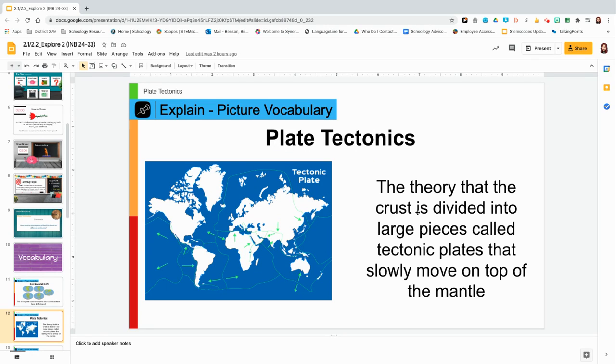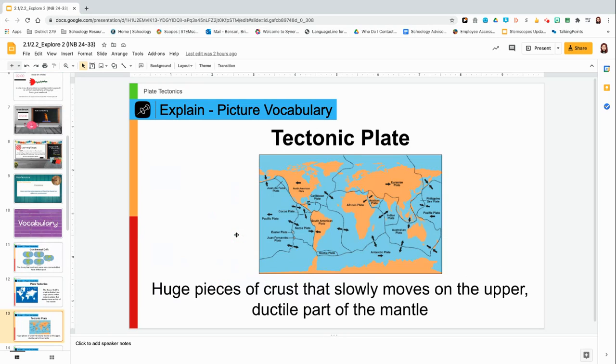Plate tectonics is the theory that the crust of the Earth is divided into large pieces called tectonic plates. They slowly move on top of the mantle. And these lines indicate the tectonic plates. You can see that they either move away from each other or towards each other. A tectonic plate is a huge piece of crust that slowly moves on the upper ductile part of the mantle. And here's another picture of the separate tectonic plates that make up Earth's crust.